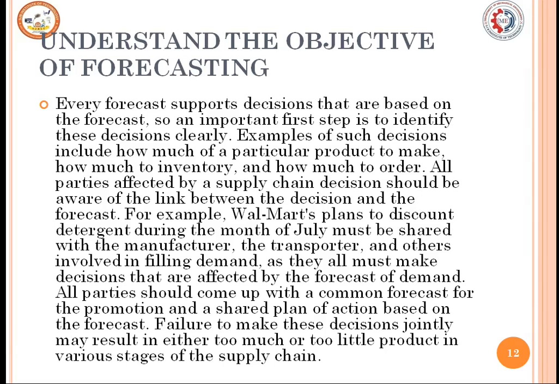When you want to make a particular decision, when you want to increase production, you must have a very good forecast. For example, Walmart plans to discount detergent during the month of July, and this must be shared with the manufacturer, transporter and others involved in filling the demand, as they all must make decisions that are affected by the forecast of demand. It means that in that month demand will be less, so a discount is given for the promotion of the product. So there will be a shared plan of action based on the forecast. Failure to make this decision jointly may result in either too much or too little production in the various stages of the supply chain.